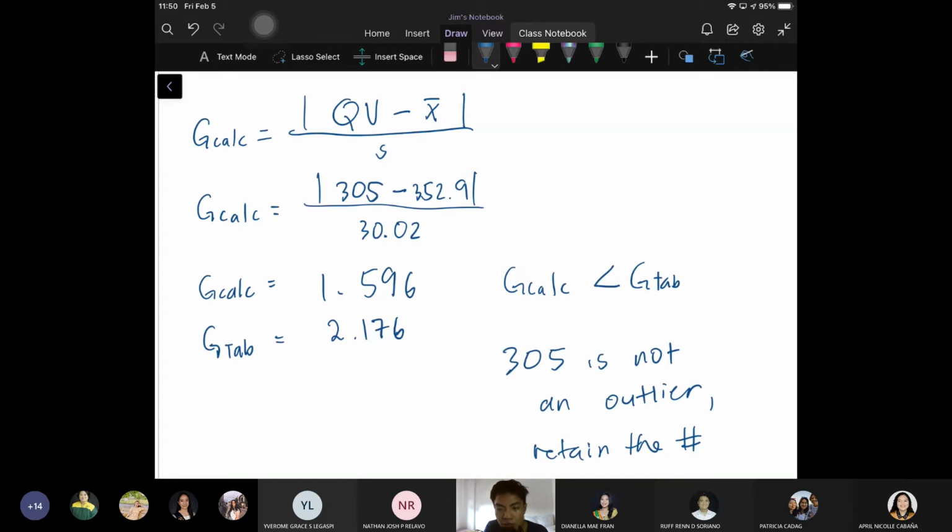Okay? Sir, paano kapag equal sila? Retain mo pa rin. Okay? Kasi hanggang dun lang, hanggang G-tab lang yung value. Pag same lang sila ng value, pasok pa rin. Pero kapag lumagpas na onte, hindi na siya pasok. Burahin mo na siya, outlier kasi siya. Okay? So, ganun lang.